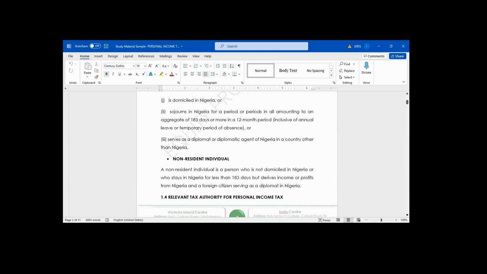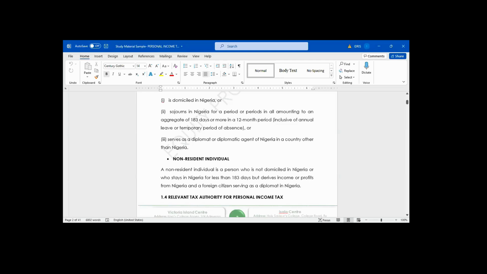And secondly, a foreign citizen serving as a diplomat in Nigeria. That means those foreigners that are working in the foreign embassy here in Nigeria are non-resident individuals. And any other person that comes to Nigeria but does not stay for more than 183 days, and that person derives income in Nigeria, such a person too is a non-resident individual. Another name for non-resident individual is non-Nigeria residents.